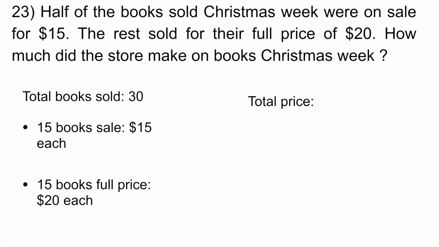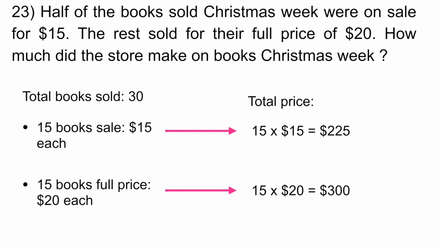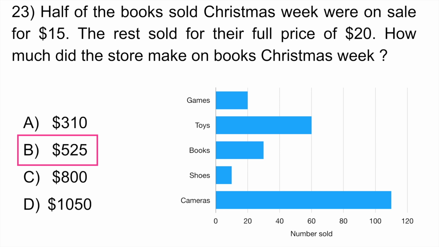So all you have to do here is multiply to find out the total price, right? 15 books sold at $15 is $225. And then full price, that would be $300. All you have to do now is add these two numbers together. It gives you $525. That is how much the store made on books during Christmas week. Option B.